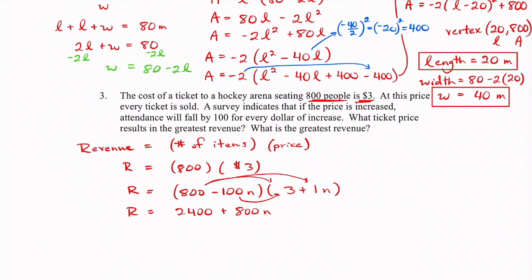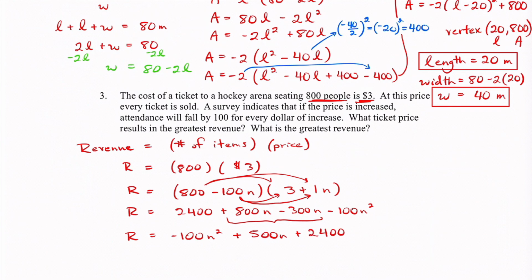Negative 100n times 3, that's negative 300n. And then negative 100n times 1n, that's negative 100n squared. So I can put these two terms together, and I'm also going to rewrite the order so that my n squared is first. So I'm going to put negative 100 n squared first. Then I'm going to put my n's, so I have 500 n's now. Again, I'm just collecting these two. And then plus 2400.